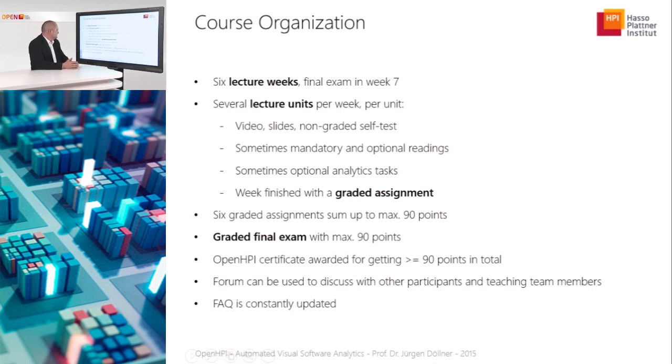The graded final exam has also 90 points and together 180, and the Open HPI certificate is awarded if you get more than 90 points in total. So this is a general setting in these online courses at HPI. We also maintain and added a forum that can be used to discuss with other participants and the teaching team members. The frequently asked question site is also constantly updated. So that's about some details about the organization.